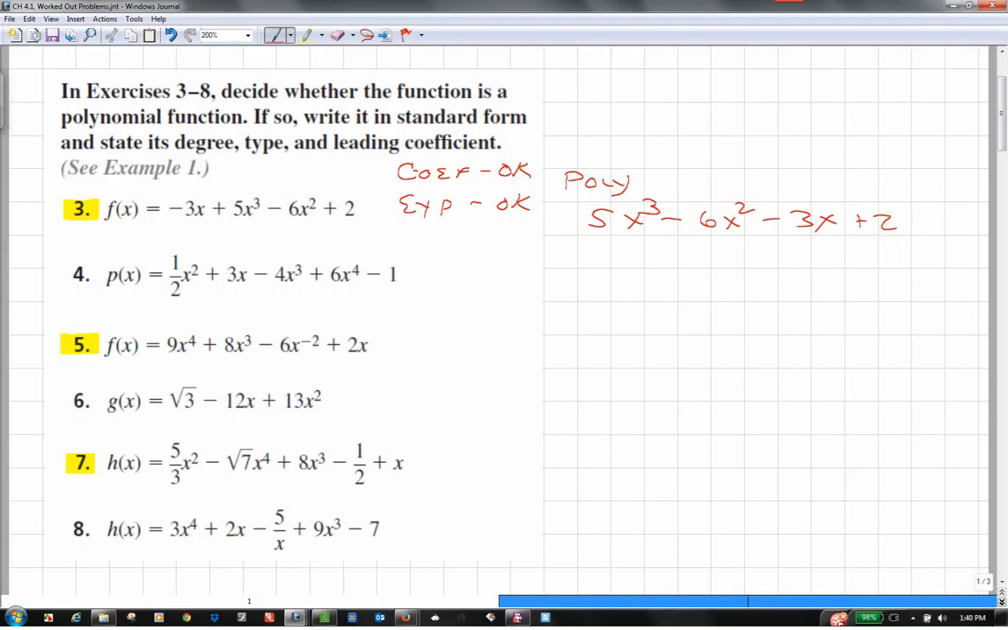Then it asks me the degree. The degree is the largest exponent. That's 3. And then it says the leading coefficient. The leading coefficient is the coefficient that's on the term with the highest degree. That's 5. Then it asks me to name it, the type. Since it's a third power, we call that a cubic.